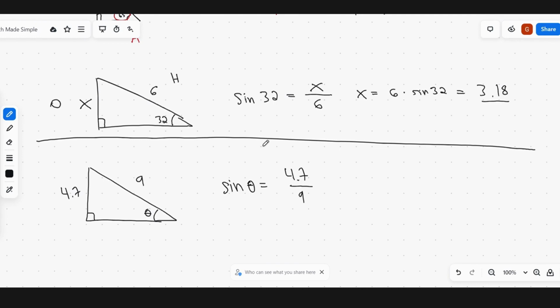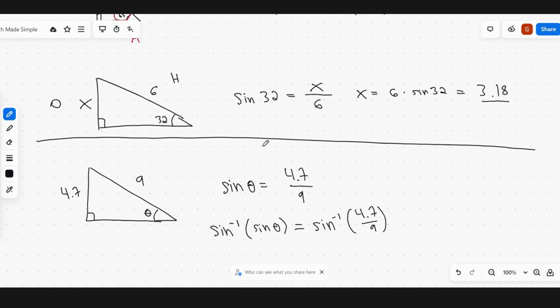Well, there is something called inverse trig. And inverse trig is the opposite of a trig function. So, for example, for sine theta, we can do inverse sine. And remember, in any sort of algebra, what you do to one side of the equal sign, you have to do to the other side. So we can take the inverse sine, which is denoted by sine to the -1, of sine theta. And then we'll also do the inverse sine of the other side, 4.7 over 9.